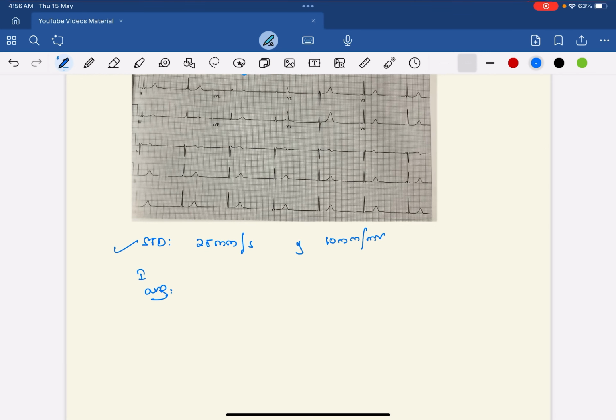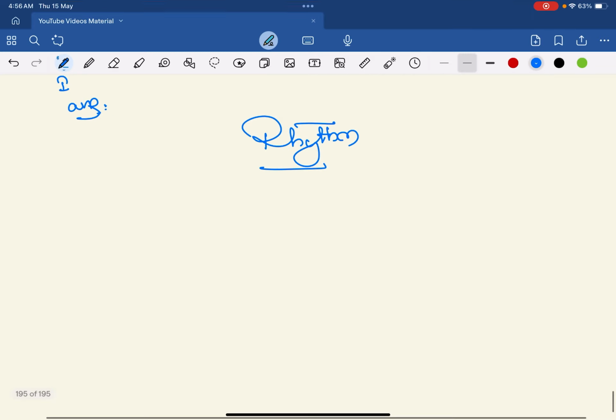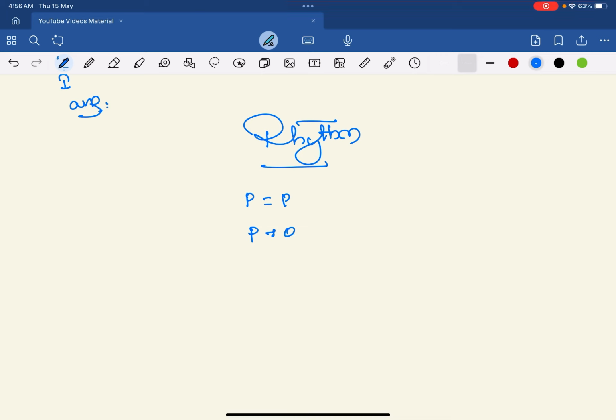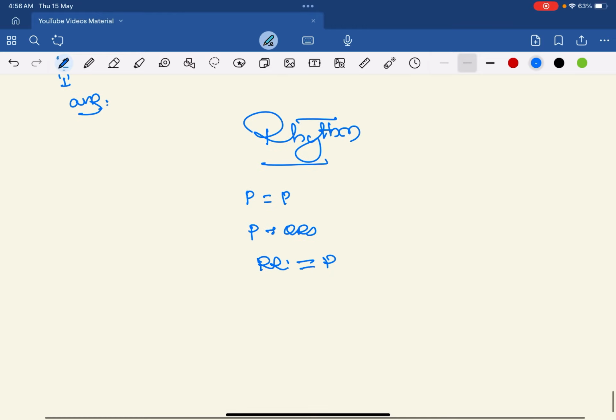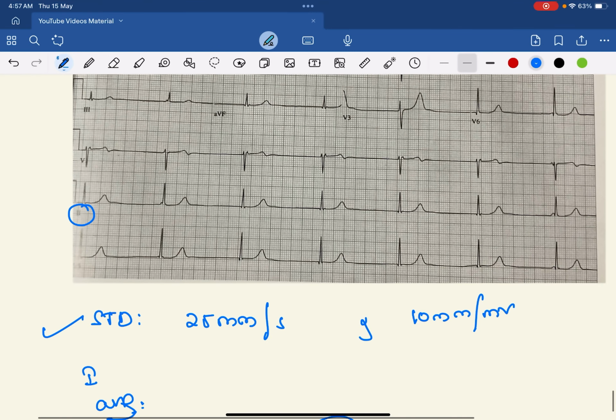Next thing you have to see is rhythm. So how to know the rhythm? For that you have to see three things: whether all the P waves are normal, that is P is equal to P; whether every P wave is followed by a QRS; and whether the RR interval is regular, that is RR equals RR. So in this ECG, look carefully at the rhythm strip.